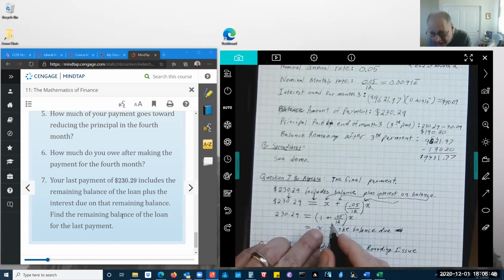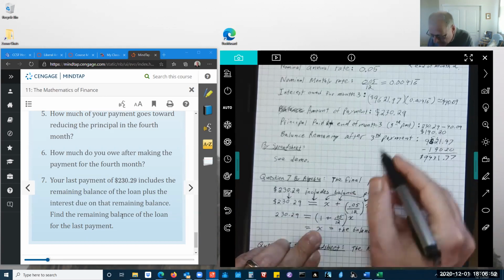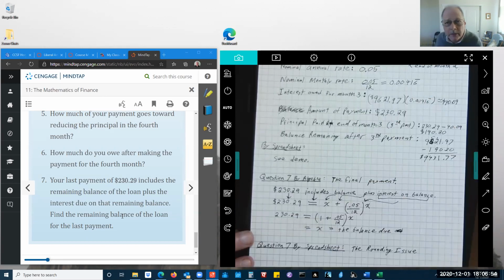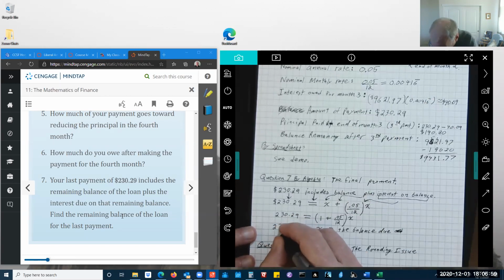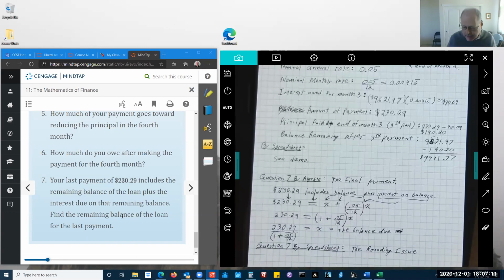So how do I work out the x? You see, I just divide both sides by that 1.0041666. And that's the balance remaining. So how much is it?